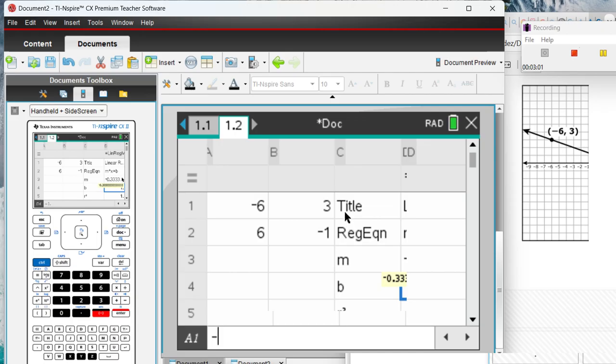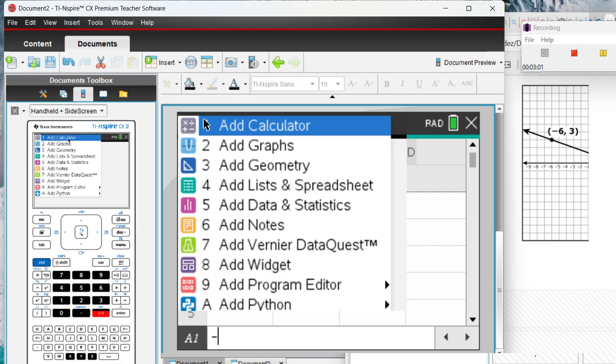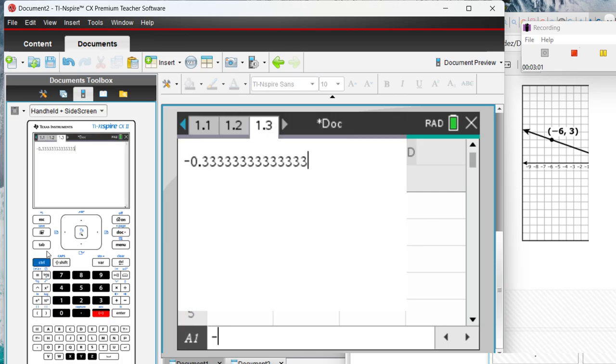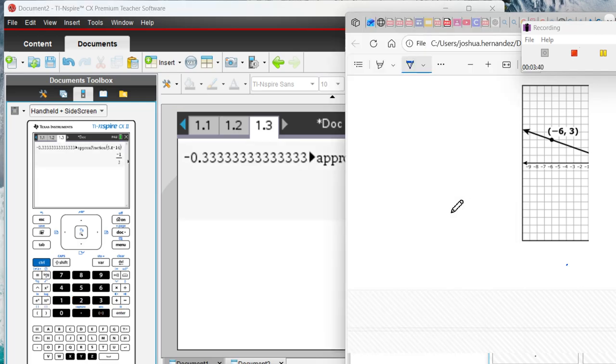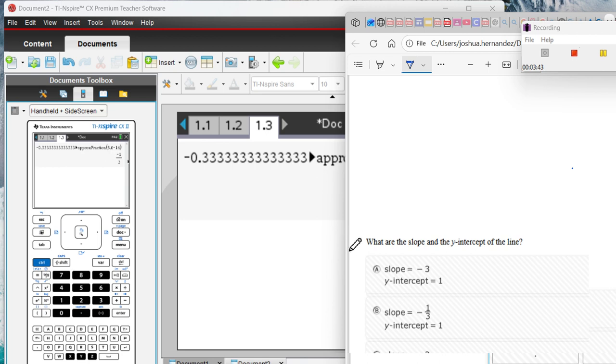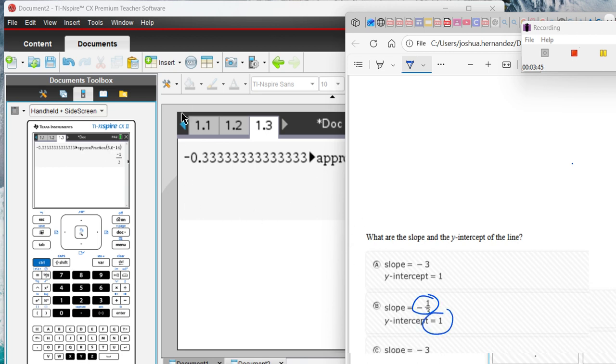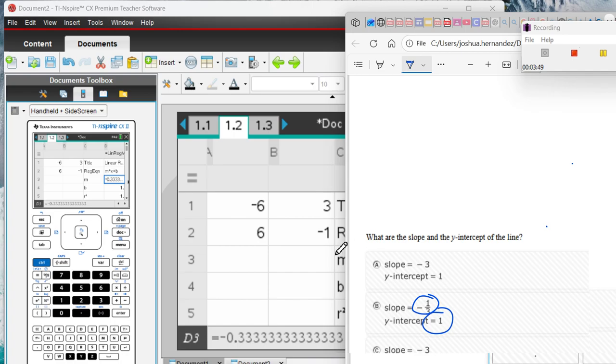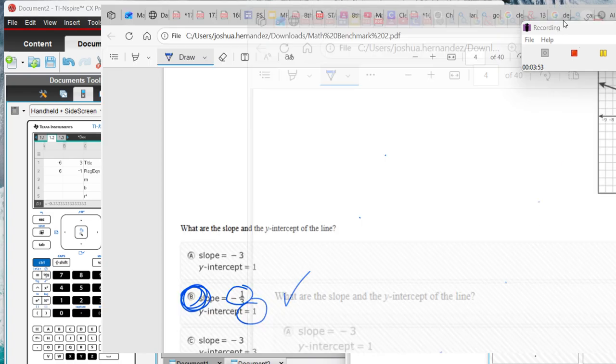So we have a y-intercept of 1 and a slope M of -1/3, which is -0.333. So we're going to go Control C. I want to add a new page calculator. Control V it. I'm going to go menu, 2, 2, and there it is, -1/3. So we're looking for -1/3 and 1. Yeah. So my final answer is B. That's pretty easy. So far the test has been a good joke.